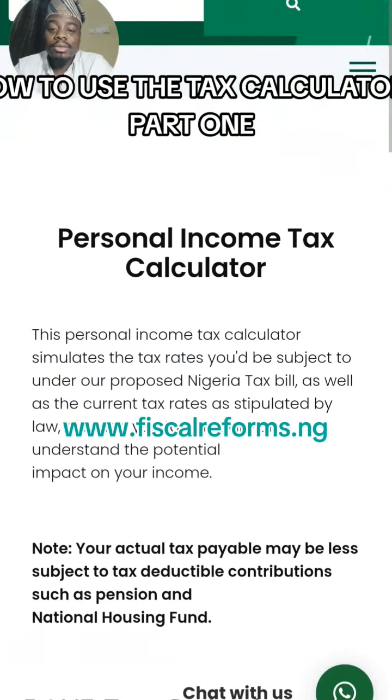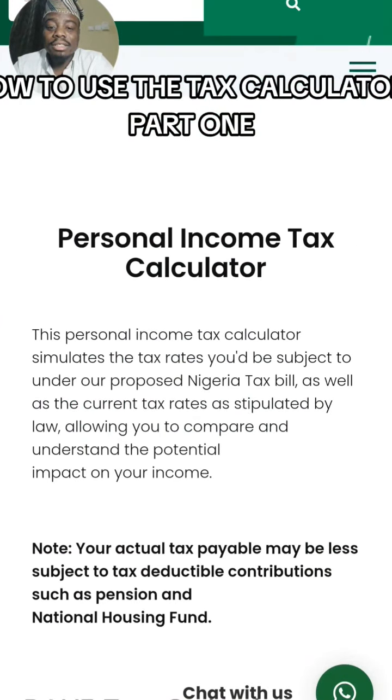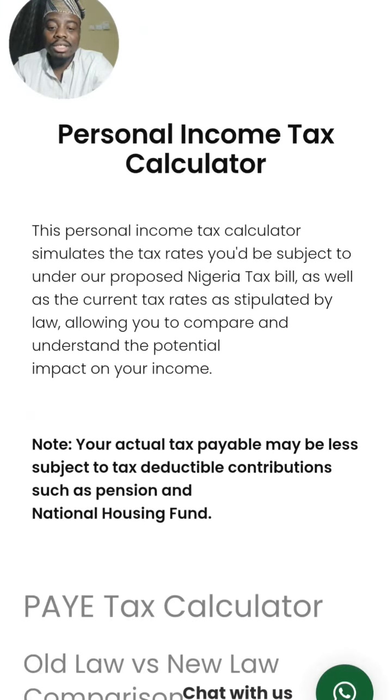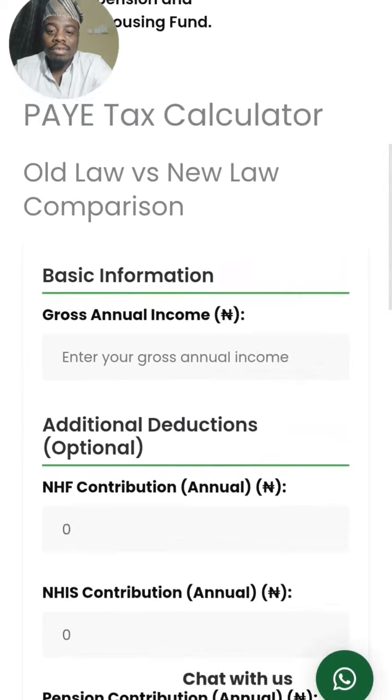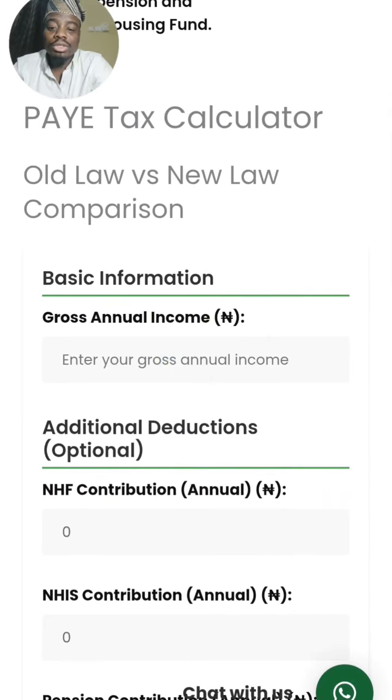When you get there, this particular site is just for personal tax. It's not for the company income tax, it's for the personal income tax, not for your businesses, it's for your own personal tax. So you scroll down, so we have here basic information. The first information you need to put is your gross annual income.